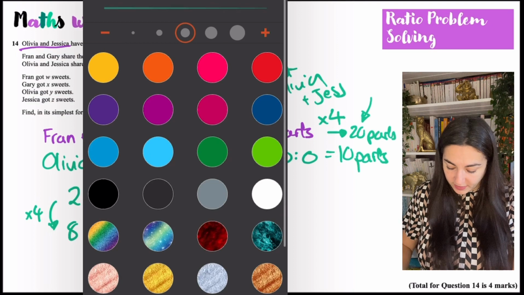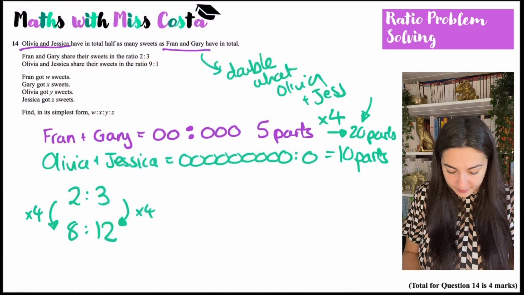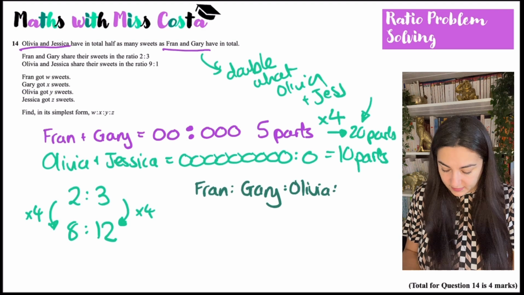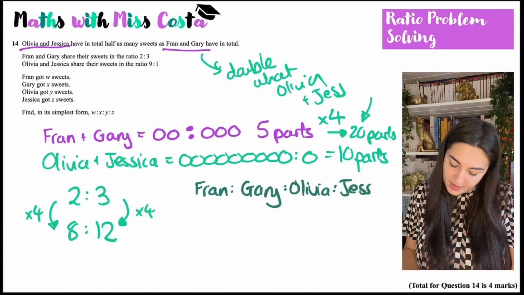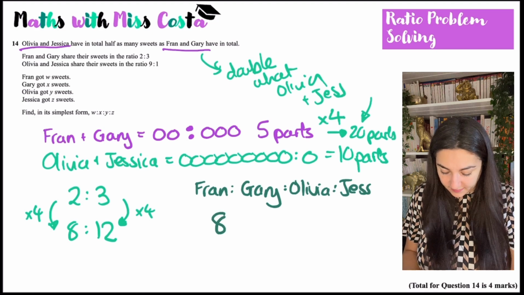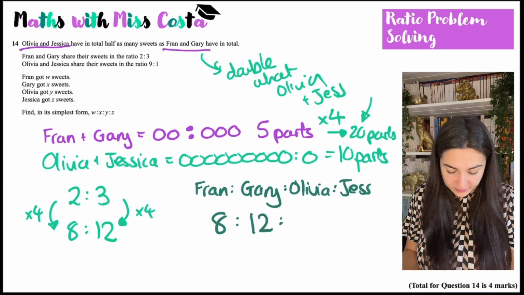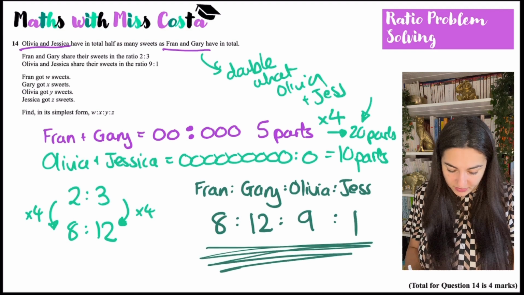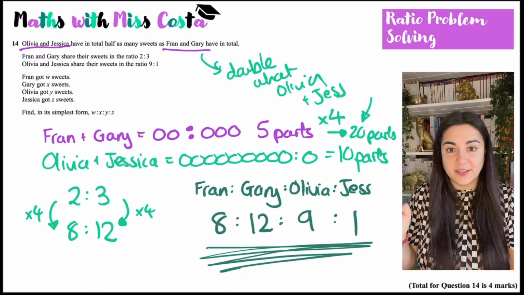So now I can write their ratios out as W, X, Y, Z. That's the order I want to do it in. Fran, Gary, to Olivia, to Jessica. I'll just call her Jess. So Fran was originally 2. She's going to be 8. Gary is 12. Olivia and Jessica still remain as 9 to 1. Okay, so the ratio W to X to Y to Z is going to be 8 to 12 to 9 to 1.